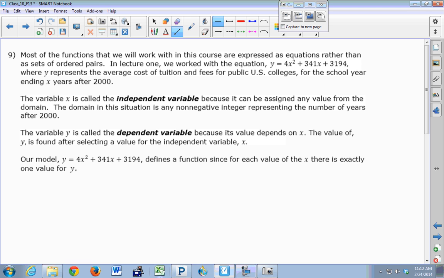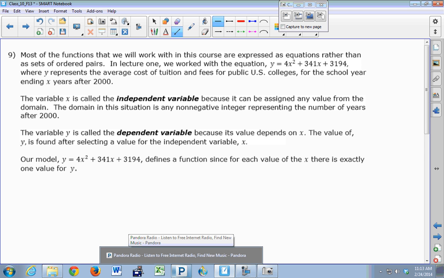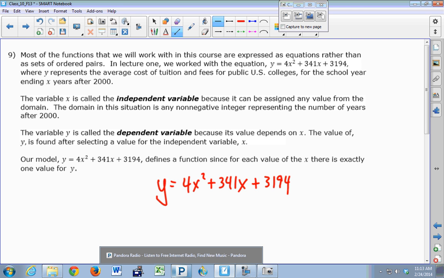Okay, now if we go back to the very first equation or model we were looking at way back in lecture 1, you recall we were looking at a model that dealt with the average cost of tuition and fees at U.S. public colleges. And this is the equation that we used to model those costs. They didn't give us the actual data values, but it was the equation we used to model to predict or estimate what the costs would be. And we discovered that this was the best model. We could have used a straight line, but we decided on a baby parabola here.